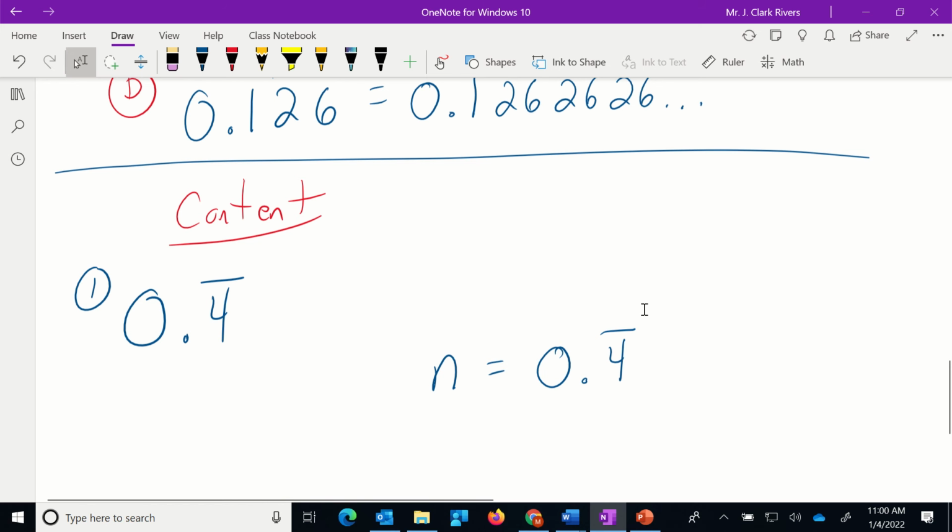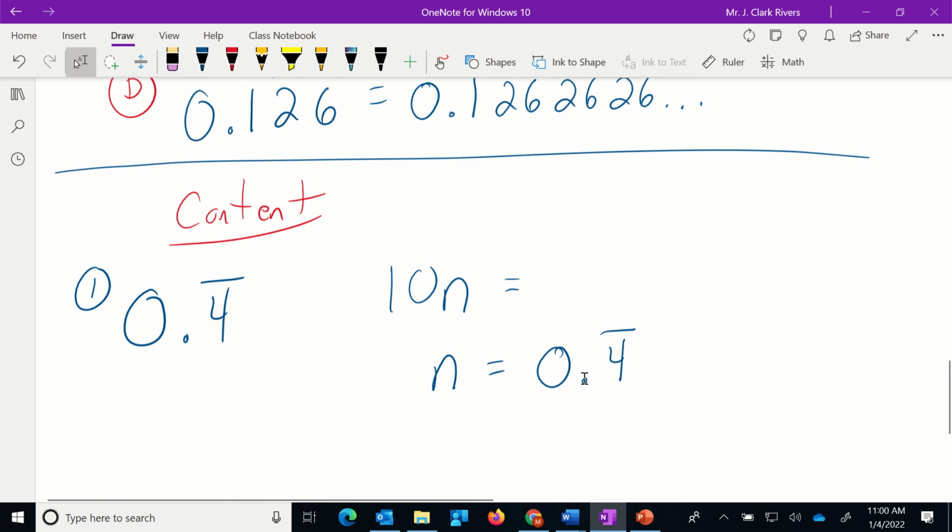And you said there's how many digits repeating? 1, right? So we need to move our decimal 1 spot to the right. So what do I need to multiply by to move that decimal 1 spot to the right, Taylor? 10. Here's the rule of thumb. However many digits repeat, you need that many zeros when you multiply by n. So if we're multiplying n by 10, that will move the decimal 1 spot to the right.